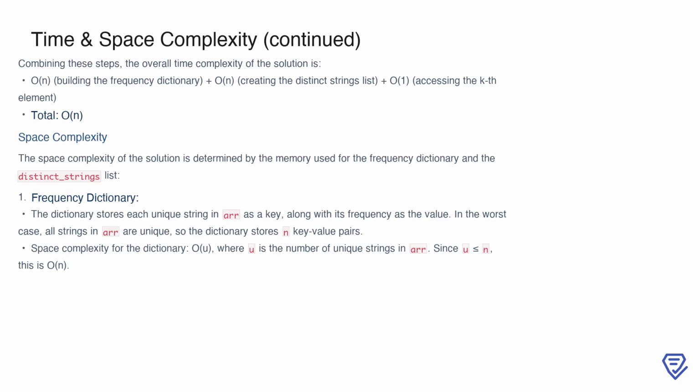Now, turning to space complexity, we need to account for the memory used by the frequency dictionary and the distinct strings list. The frequency dictionary stores each unique string as a key and its frequency as the value. In the worst case, where all strings in the array are unique, the dictionary will store n key-value pairs. This gives the dictionary a space complexity of O(U), where U represents the number of unique strings. Since the number of unique strings cannot exceed the total number of strings in the array, U is bounded by n, making this part O(n) in space usage.